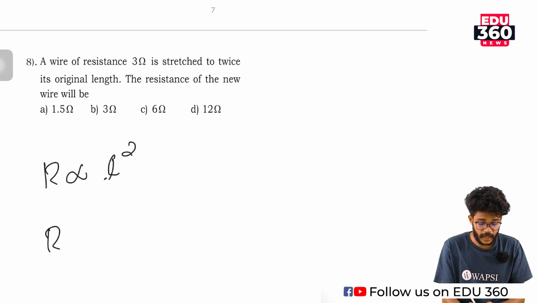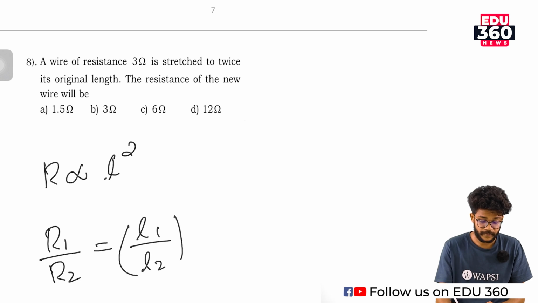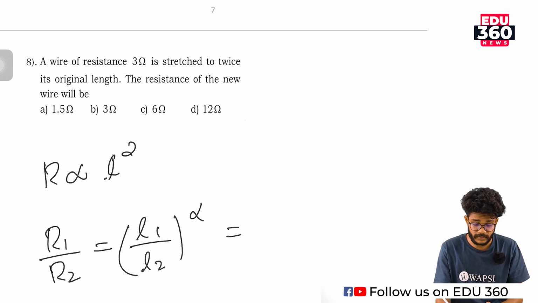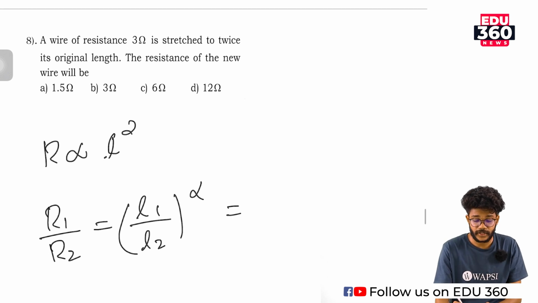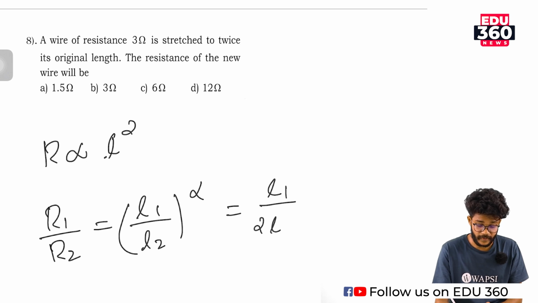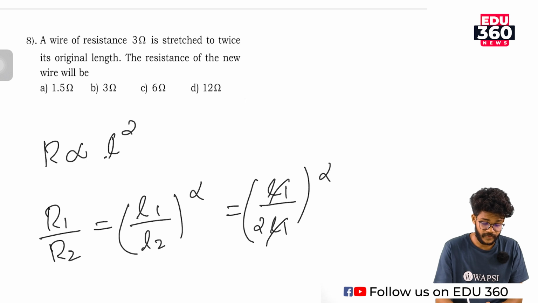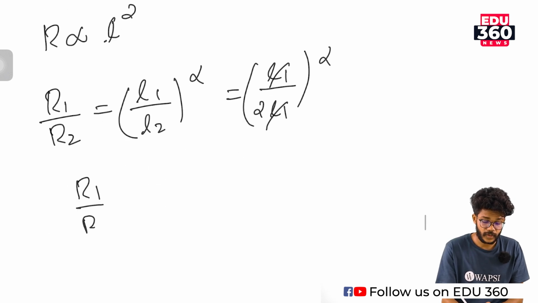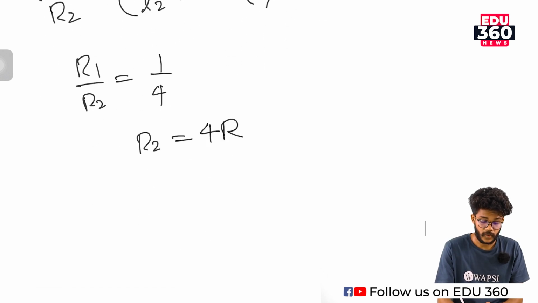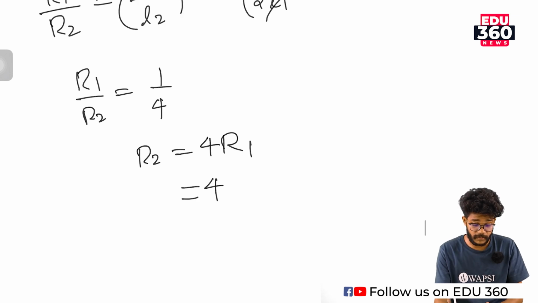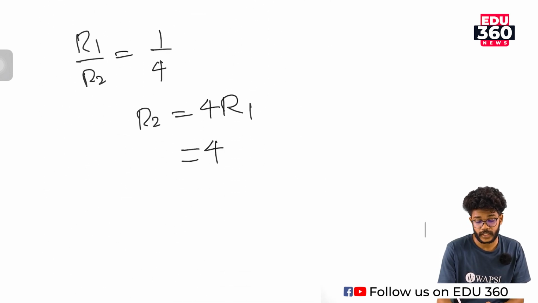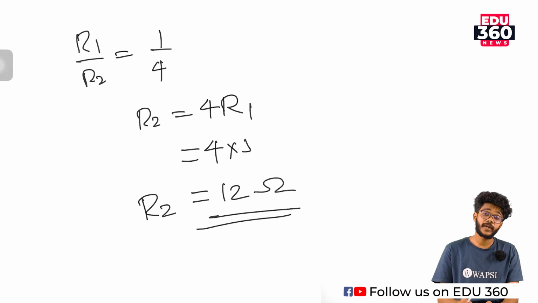So, R1 by R2 is equal to L1 by L2 the whole square. We do not know what L1 is, but L2 is 2 times L1. So L1 by 2 L1, the L1 gets cancelled and the square is 1 by 4. R1 by R2 is equal to 1 by 4. So, R2 is equal to 4 R1, and R1 is nothing but 3 ohm. So 4 into 3 is equal to 12 ohm. Okay. So, R2 is equal to 12 ohm.